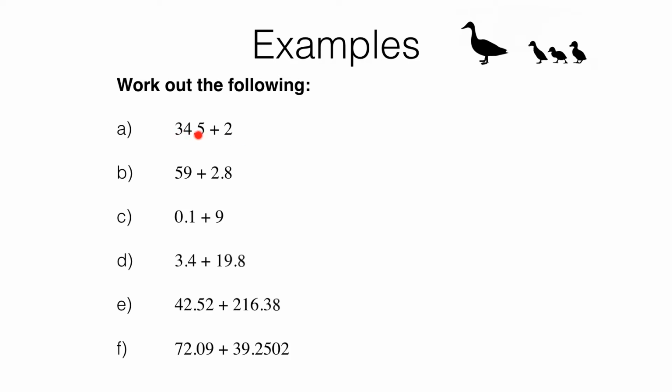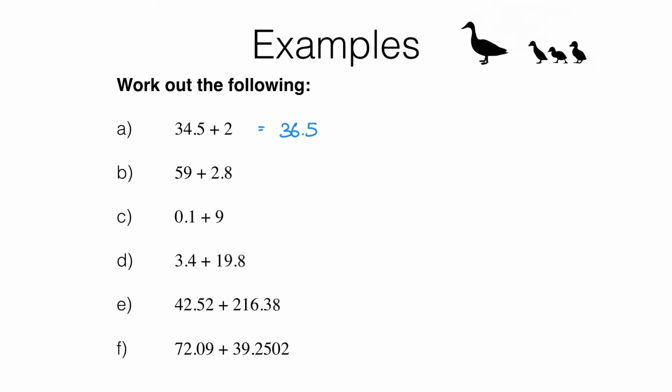So let's think about this first one. We've got 34.5 plus 2. It's really helpful here to think of place value. We've got 3 tens, 4 units or ones, and 5 tenths. And we're adding 2 units or 2 ones. So altogether we'll have 3 tens, 4 units plus another 2 units, which is 6 units, and 5 tenths. And that gives us 36.5.